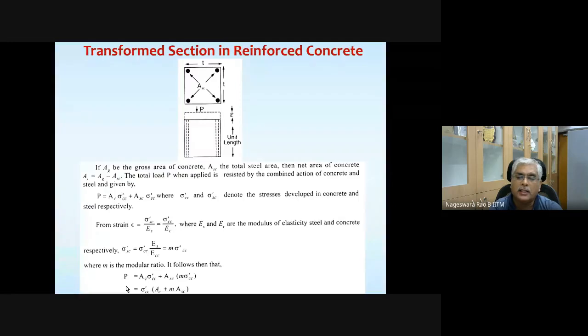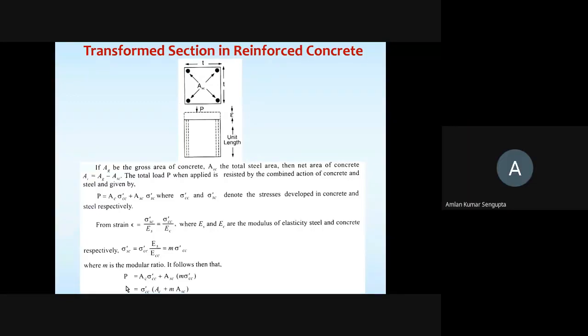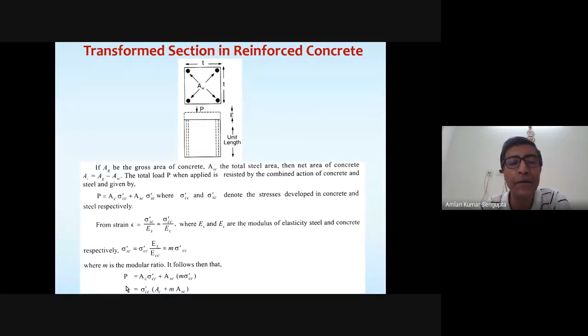How did you take care of area of steel? Area of steel is replaced with equivalent area of concrete. Equivalent area of concrete is equal to modular ratio times area of steel in compression. Any questions here? So you agree? Okay, I think let me just add some concepts.